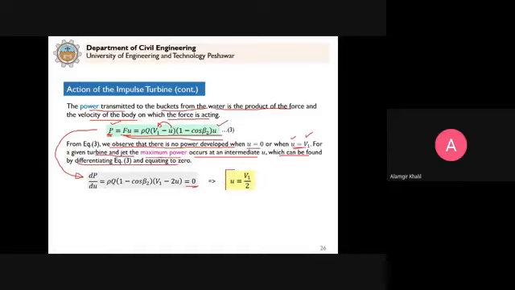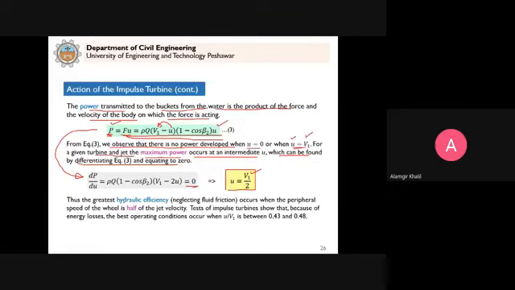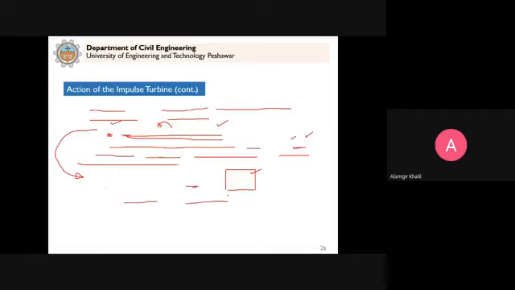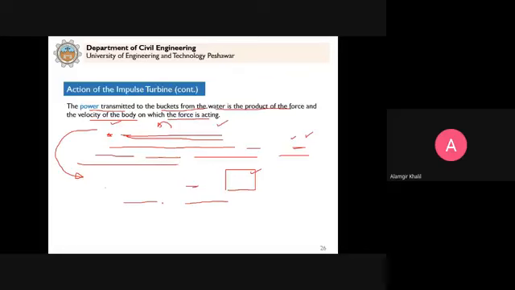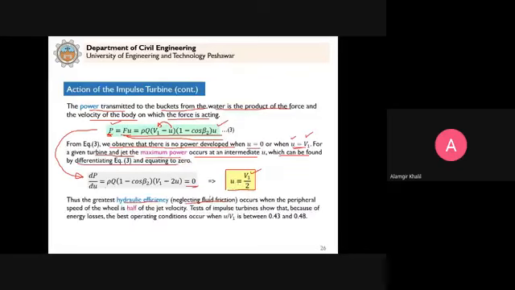It means that when the speed of the buckets is half the speed of the jet, the power developed will be maximum. So thus greatest hydraulic efficiency, this is neglecting the friction. Why neglecting the friction? Because we say that as the water flows over the buckets, there is no friction. So for the no friction condition, this is the situation. So neglecting friction here, the maximum power developed will occur when the speed of the wheel is half the speed of the jet of water.